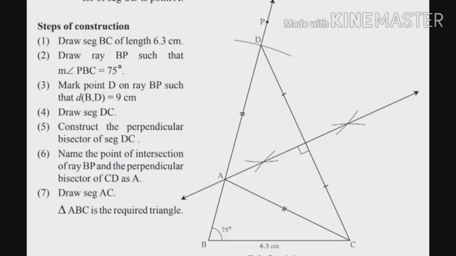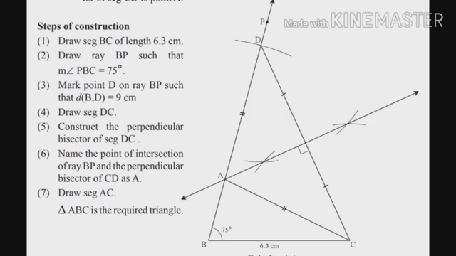First step, draw base. And second step is draw ray BP such that angle PBC is 75 degree. That means by taking angle B 75 degree, draw a ray of that angle, that means draw ray BP. Okay, 75 degree. Second step.